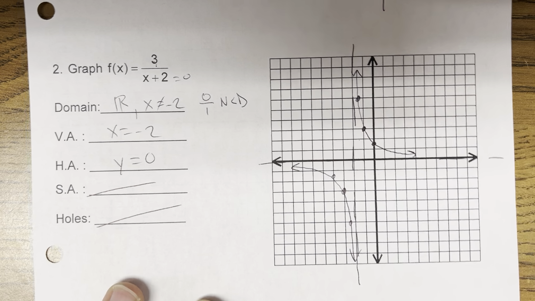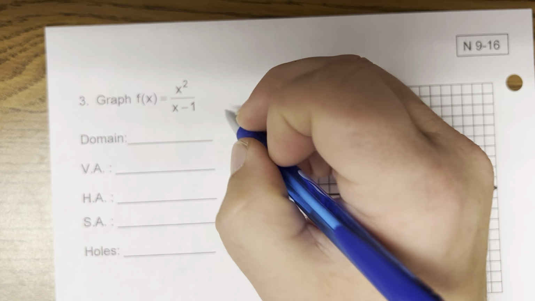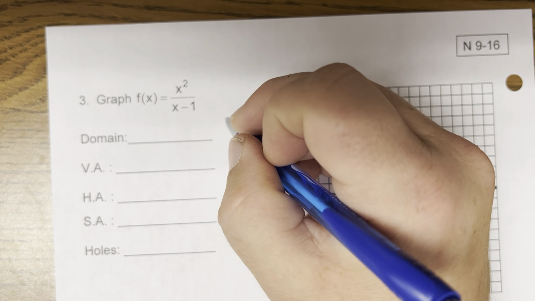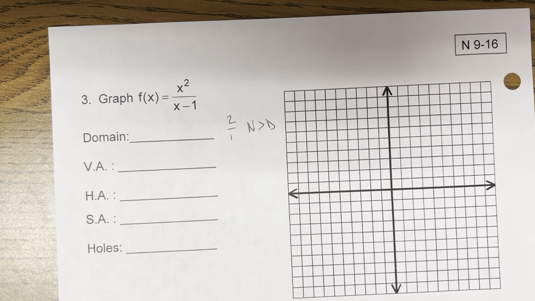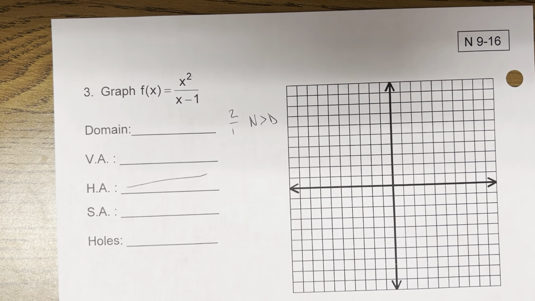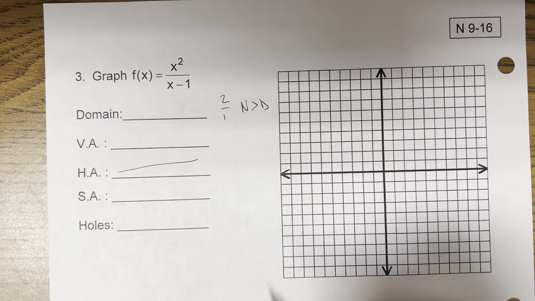All right, going on to number 3. On this one, the degree on top is 2, degree on bottom is 1. So on this one, the n is greater than the d, which means that there is no horizontal asymptote, which means we do have a slant asymptote. So we'll go ahead, set this equal to 0, so x equals 1.